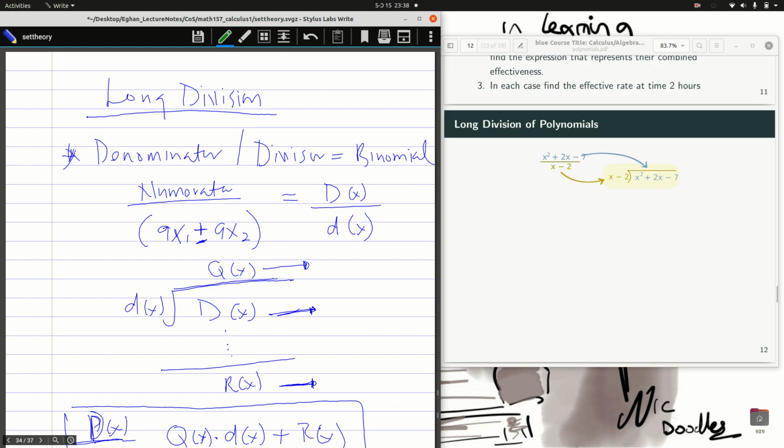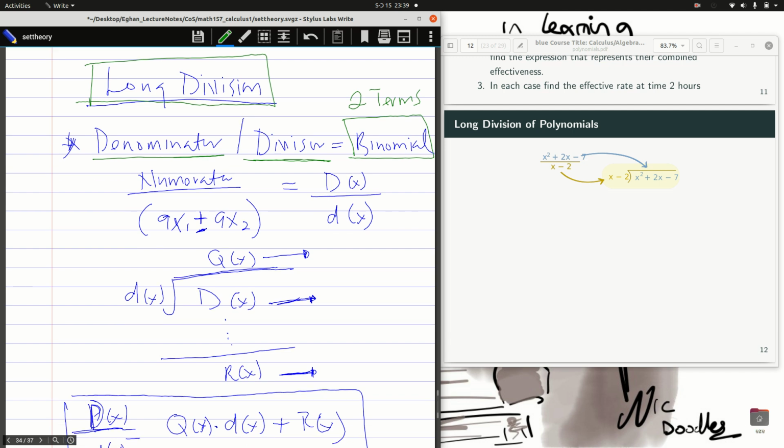In slide 12, in the case where the denominator or the divisor, that's the name we call it, is a binomial. Now we know what a binomial means, 2 terms. Then you can look at it in a simple division form. This brings us to the long division approach because it's a binomial divisor.